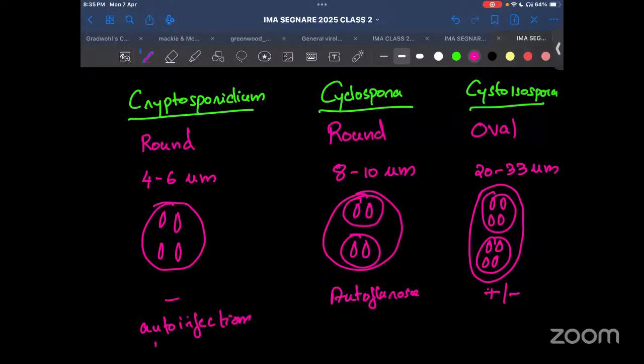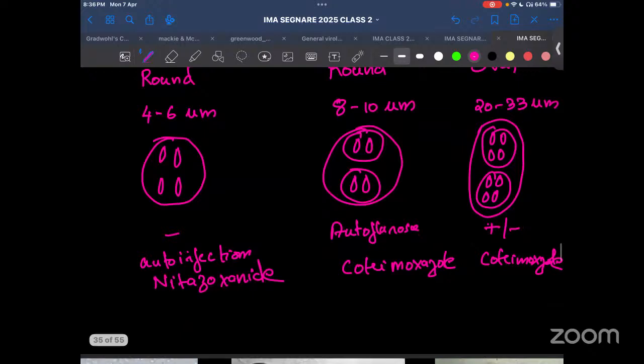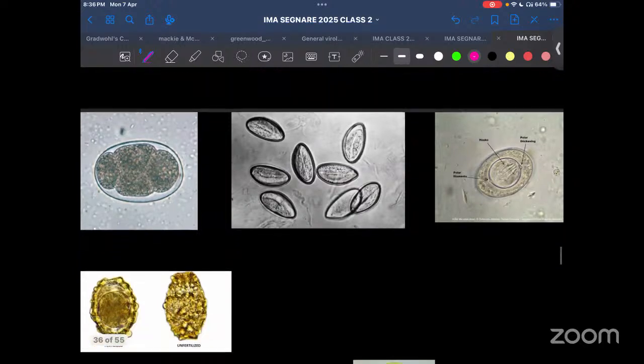Now, the treatment for Cryptosporidium is nitazoxanide. For Cyclospora and Cystoisospora, we can treat with cotrimoxazole. It is not clotrimazole, it is cotrimoxazole. That is the trimethoprim-sulfamethoxazole combination. So we can give that for treatment. So with that, we finish that.